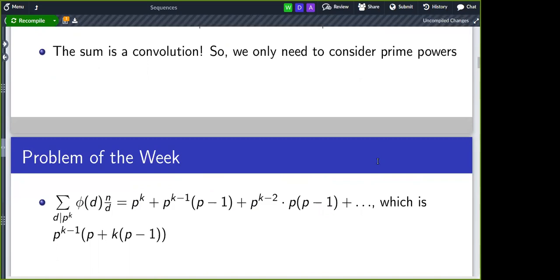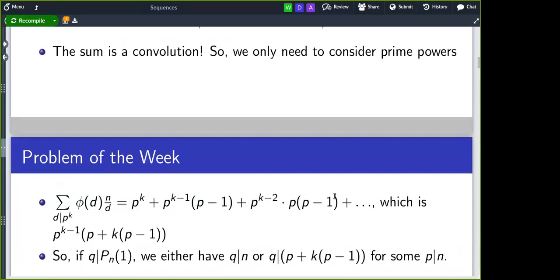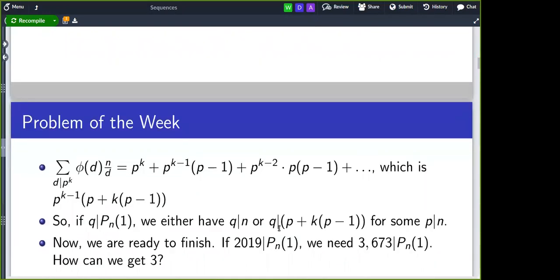So now remember that we want 2019 to divide Pn of 1. This means that we need 3 and 673 to both divide Pn of 1. So if a prime q were to divide Pn of 1, we would either need q divides n, or q divides p plus k times p minus 1 for some p that divides n, by our formula. And k here denotes the power of p inside the prime factorization of n. So we just need to find suitable terms in our prime factorization such that we'll recover both 3 and 673. So how can we get 3 in the prime factorization?